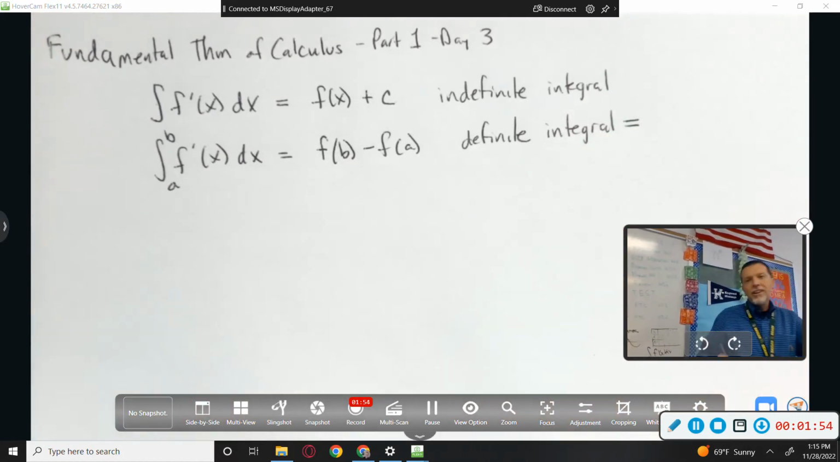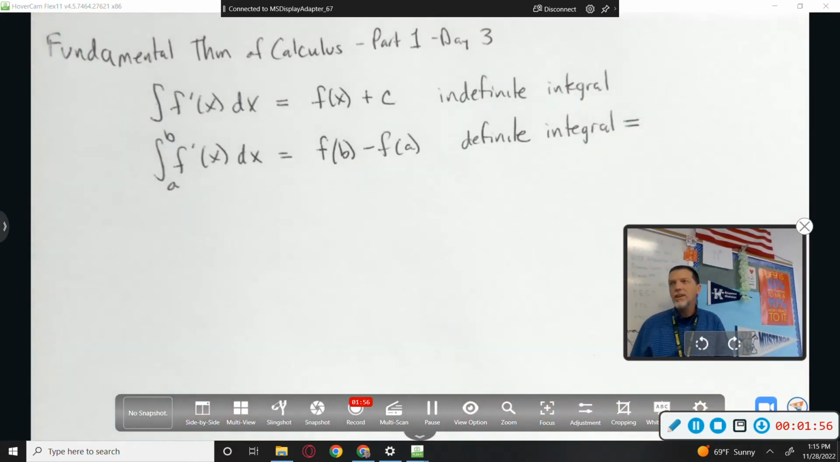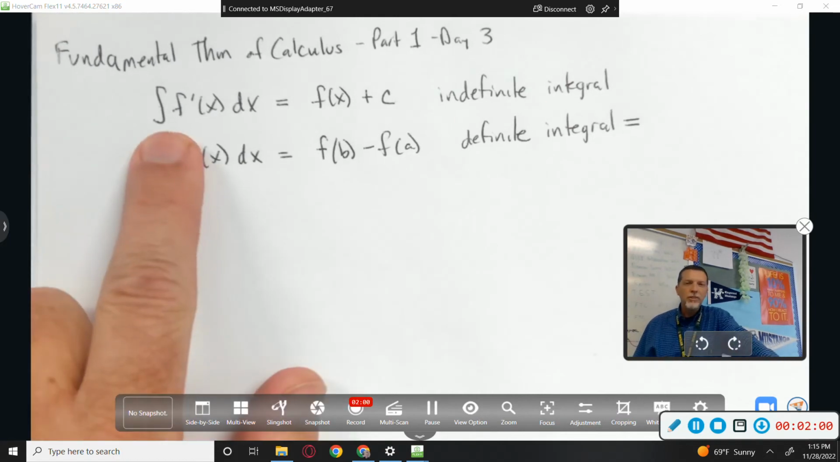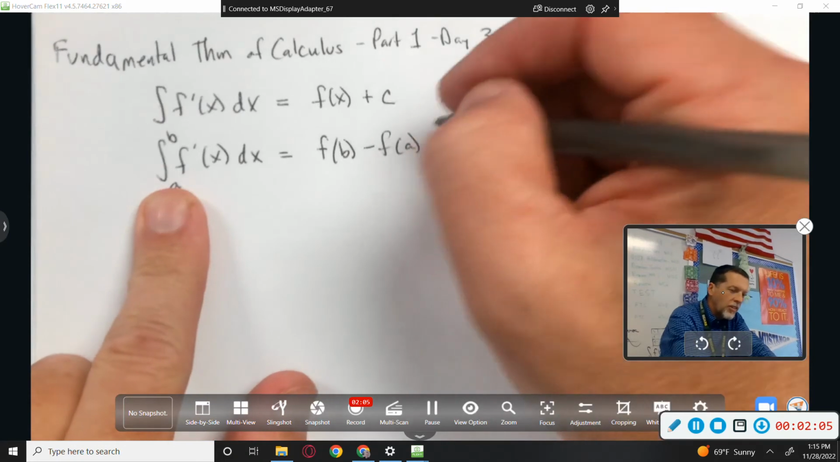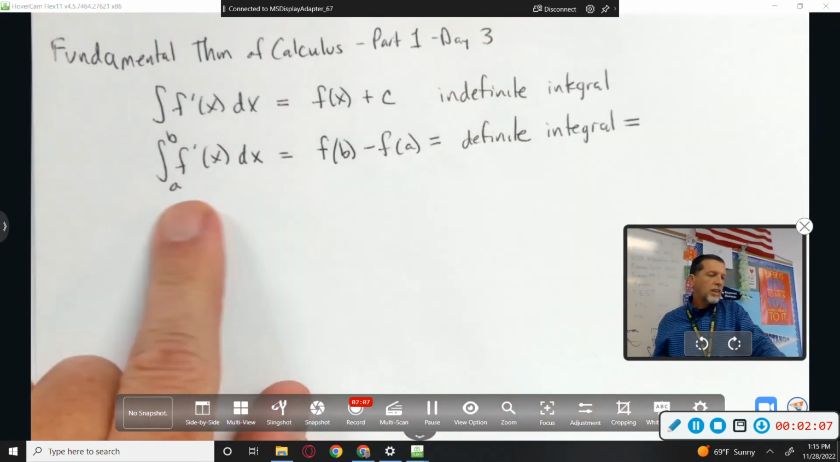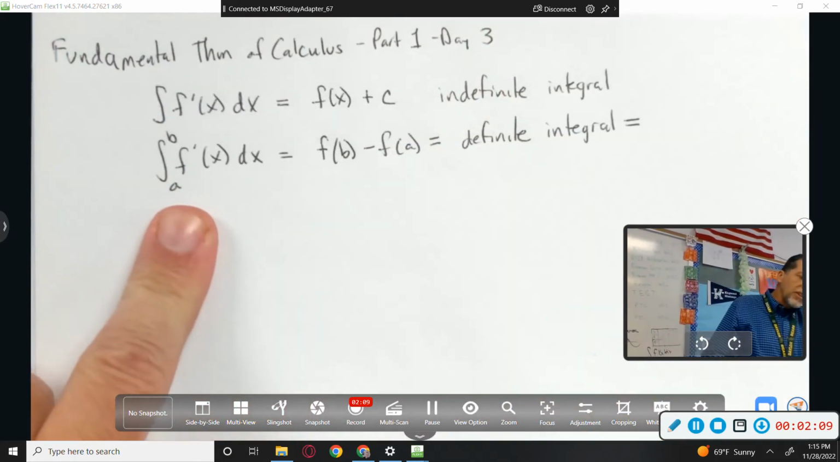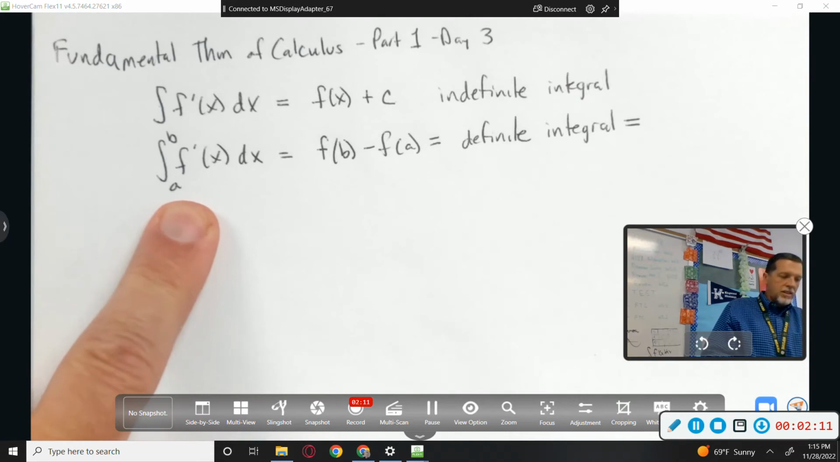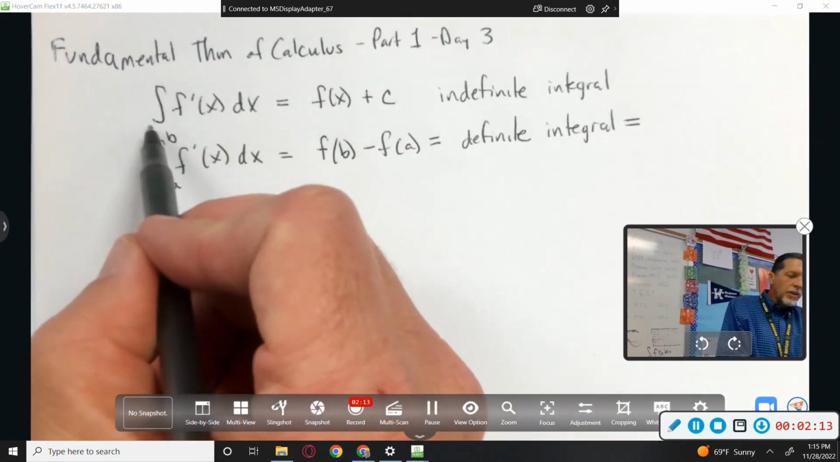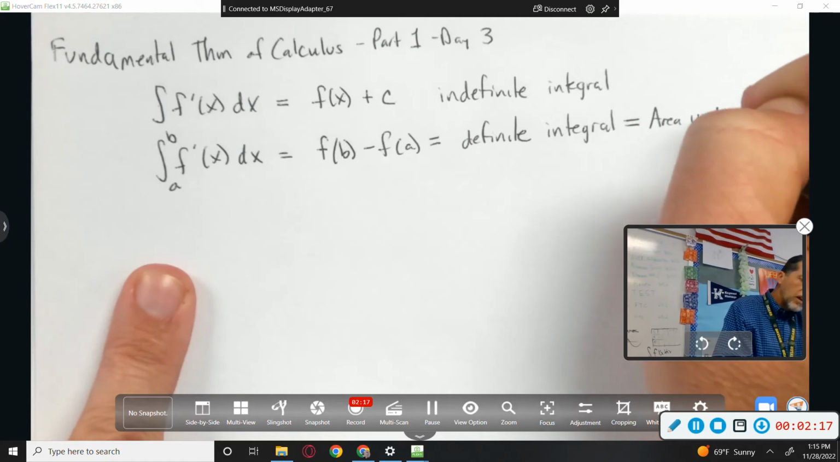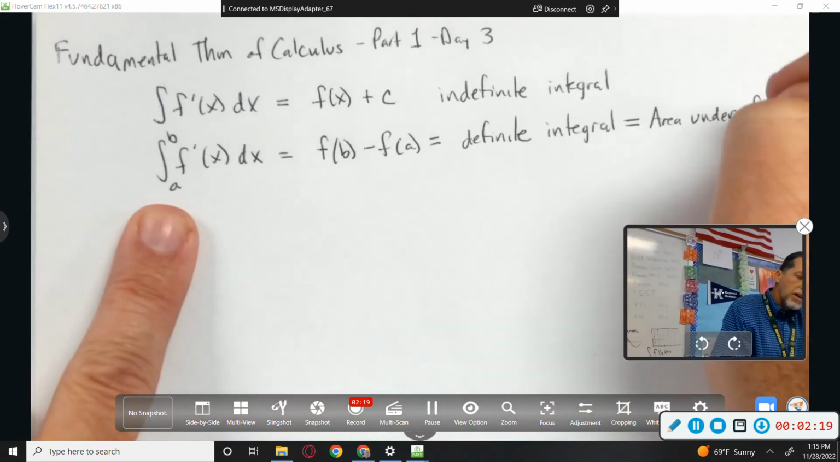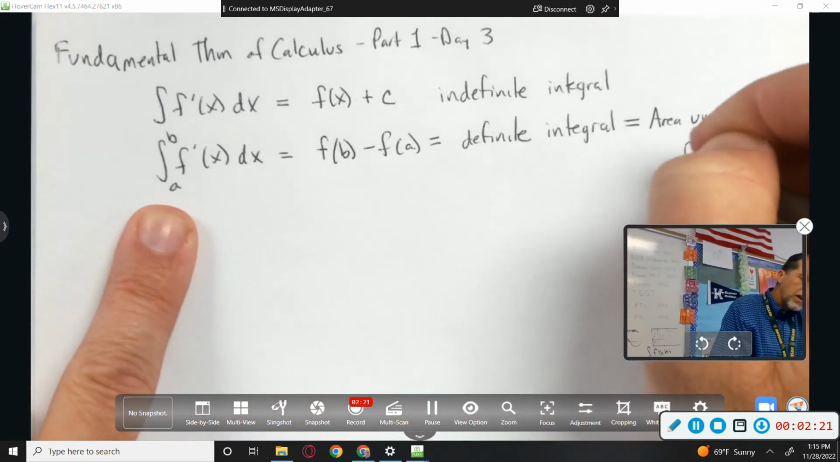And the definite integral also tells us something about the graph. It doesn't really work if you don't have limits, but if you're looking from a to b, then this definite integral, do you remember what it represents on the graph? That antiderivative is also the area under, in this case, f prime from a to b.